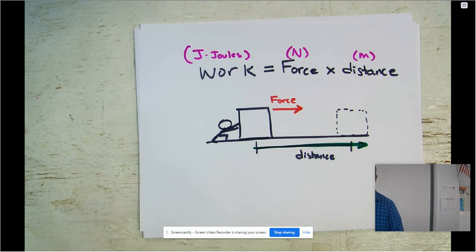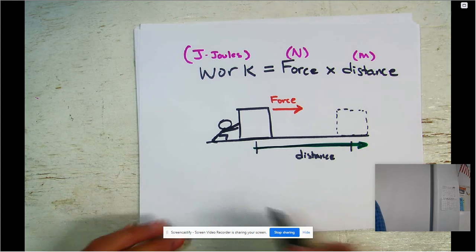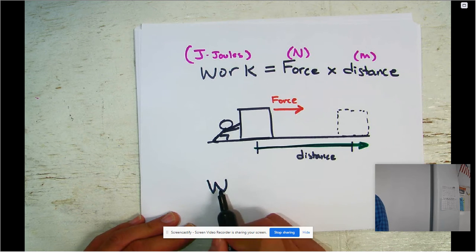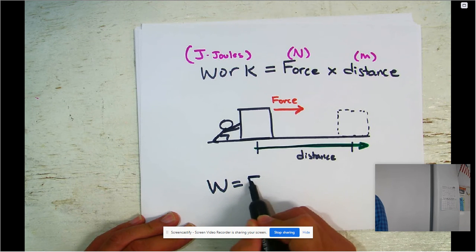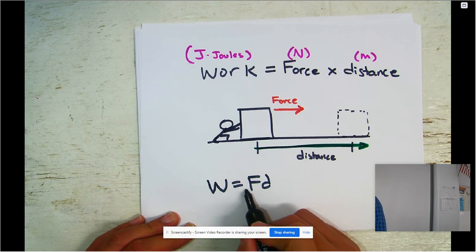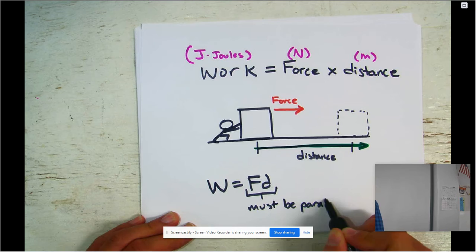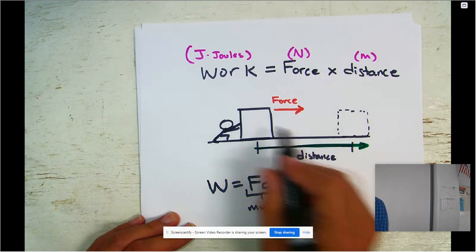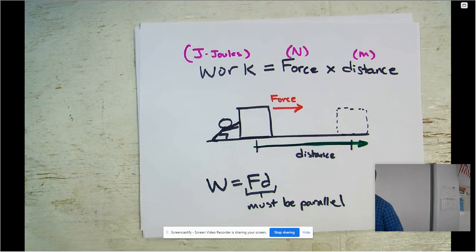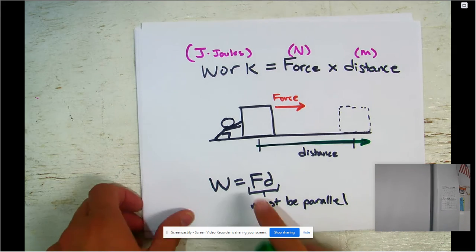So when we look at this, right, we look at work is equal to force times distance. These two things must be parallel. They're parallel to each other. So force and distance need to be parallel to each other for any work to be done. Okay? So let's take a look at this equation.